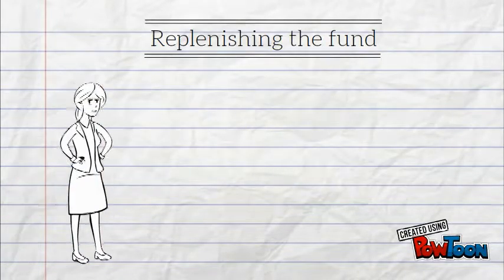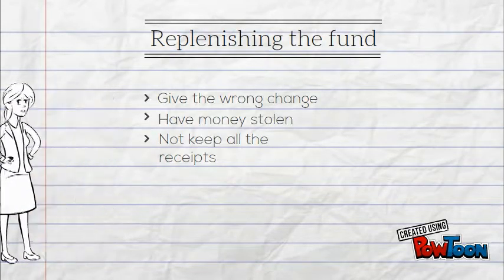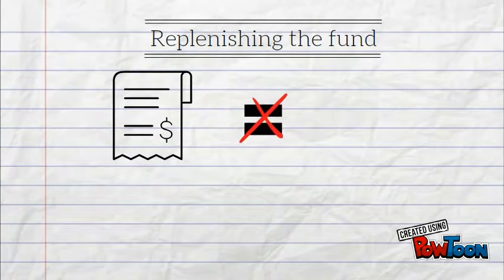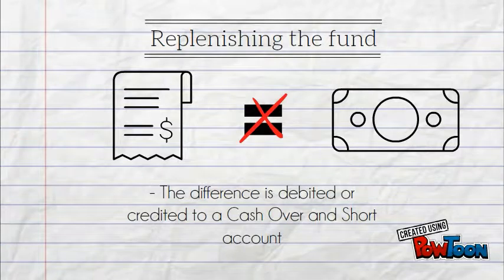Sometimes the custodian will give the wrong change, have money stolen, or not keep all the receipts. This results in a difference between the total receipts and cash needed for replenishment. This difference is debited or credited to a cash over and short account.